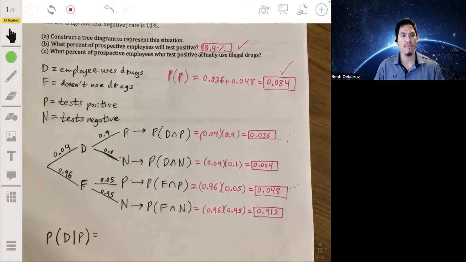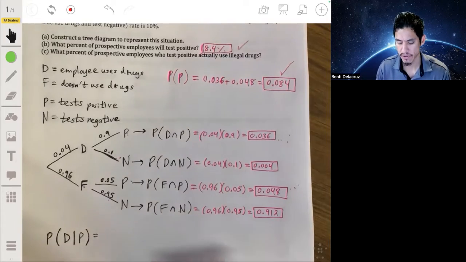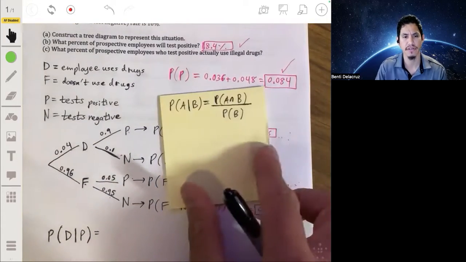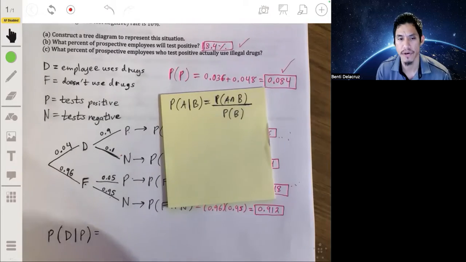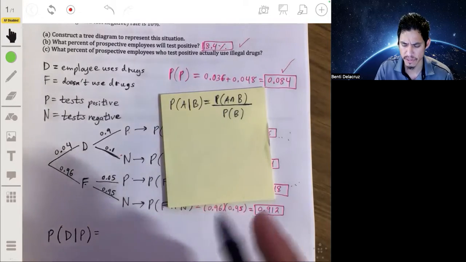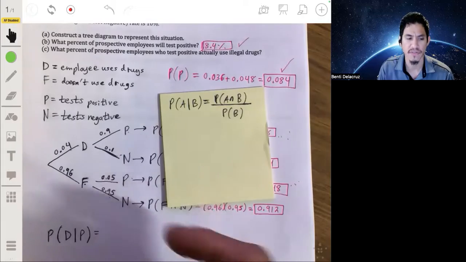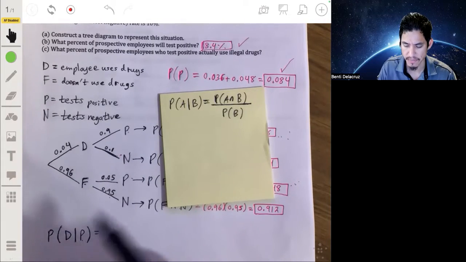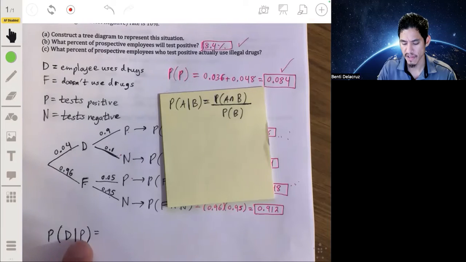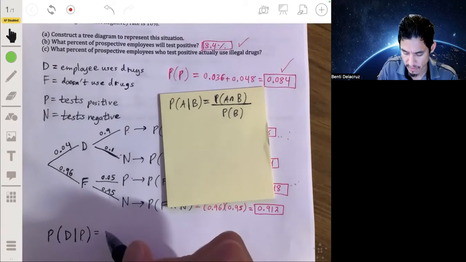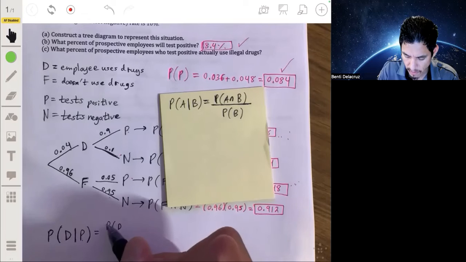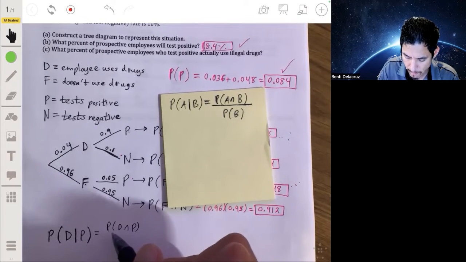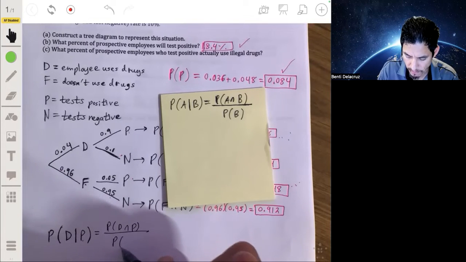Now, remember, this is just a conditional probability, and you could always refer to your formula sheet because they let you use this on your AP exam, and I'm pretty sure in most stats classes, in case you forget. So if this is your A and that's your B, the probability of them both occurring, the probability of D and P, over the probability of P.